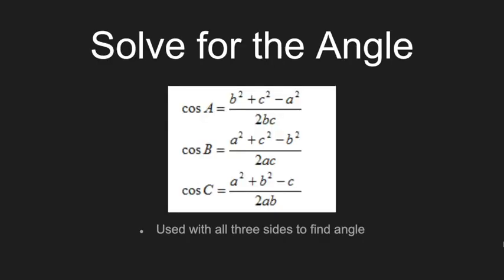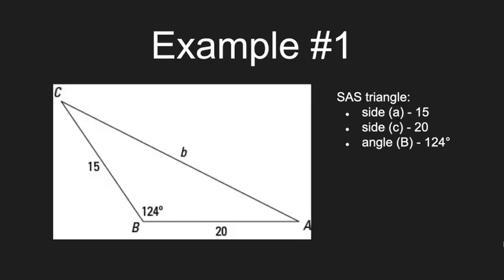As mentioned, we can use the equation to solve for an angle. This equation would become cosine of A equals b squared plus c squared minus a squared over 2 times b times c. There are also versions for b and c. We will be moving on to examples for the applications of the law of cosines.